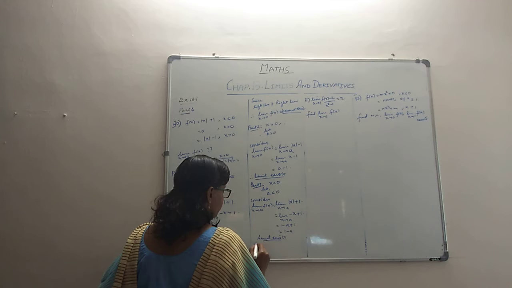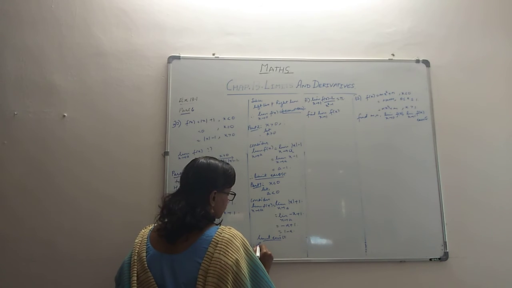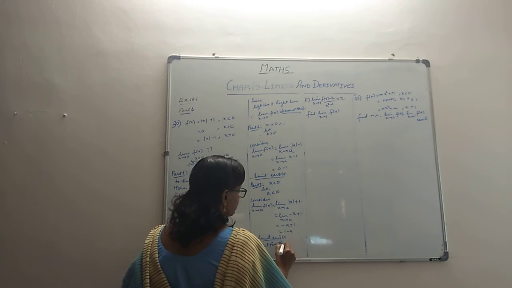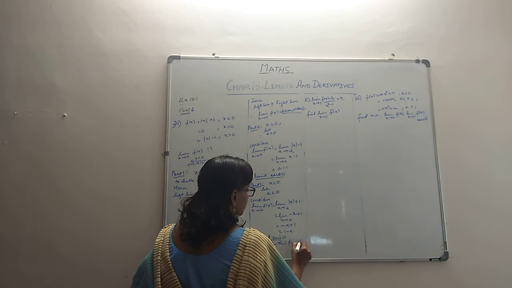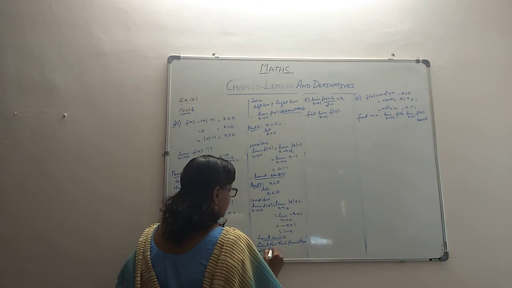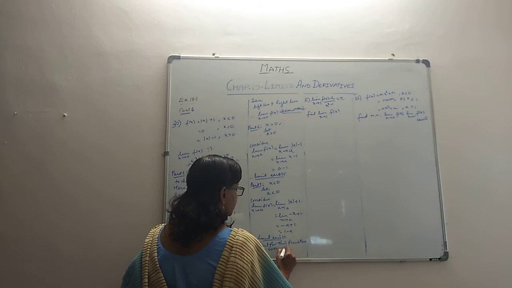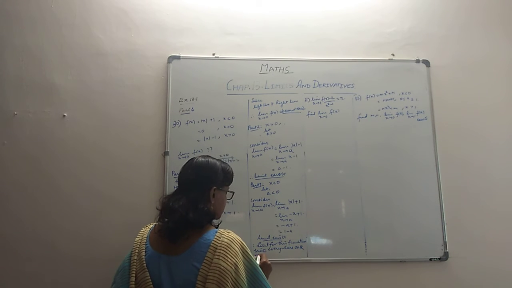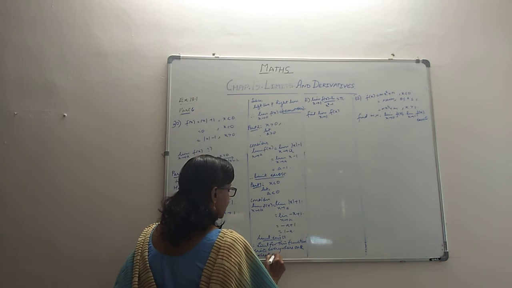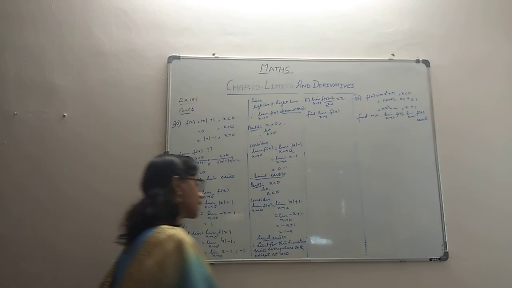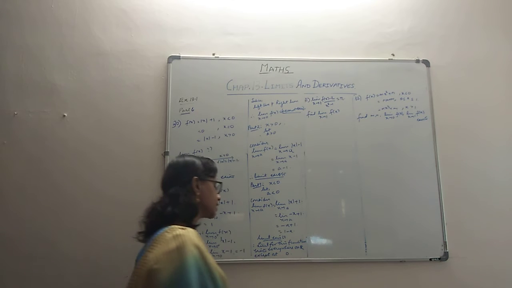So therefore we can conclude that the limit for this function exists everywhere on R except at x equal to 0. Except at 0.